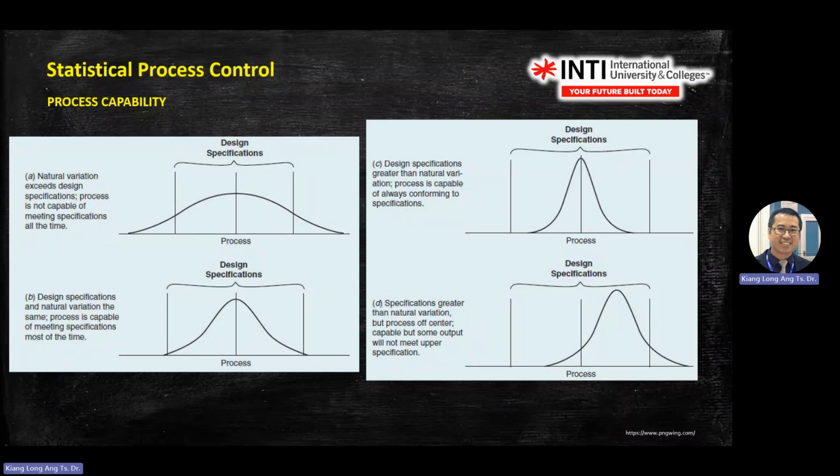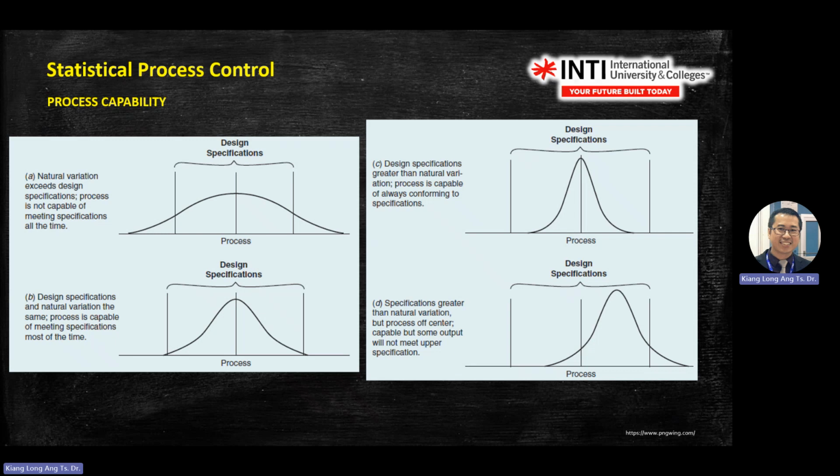Okay, so another pattern on the well-distributed chart. The first one, natural variation with quite balanced left-right. Second one, design specification. So design specification and natural variation in the same process is capable of meeting spec most of the time.